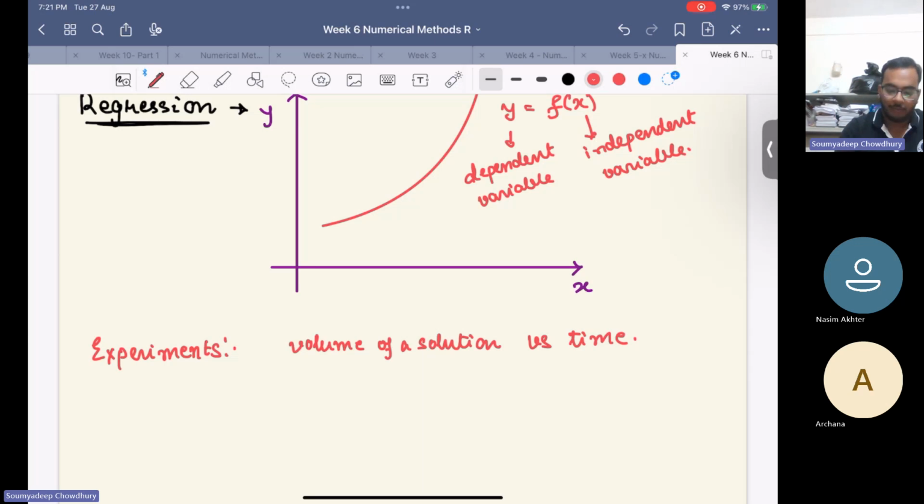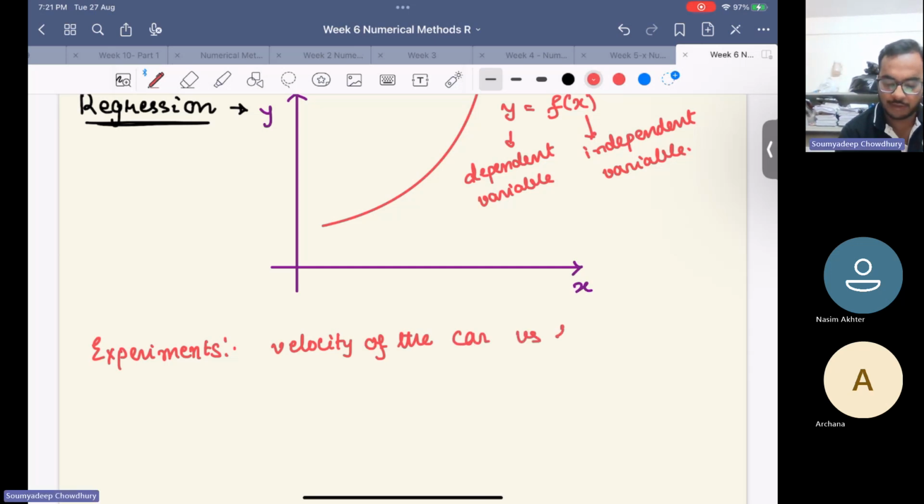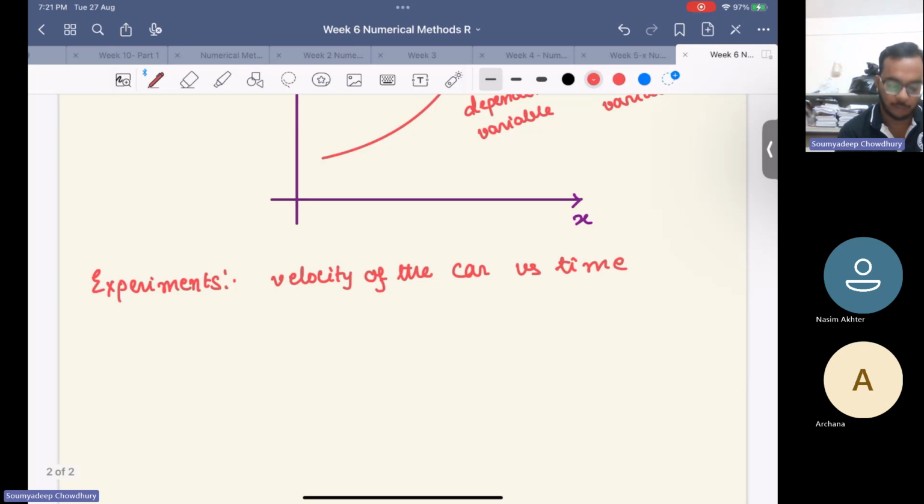Okay, not this example. Suppose you are driving a car, and at different instants of time, you have a stopwatch with you, and you measure the velocity of the car from the speedometer over different instants of time. Say you start the experiment at 10 o'clock in the morning, and at that time your velocity was 80 kilometers per hour. So 10 o'clock I'm taking as a reference, that is t equal to 0.